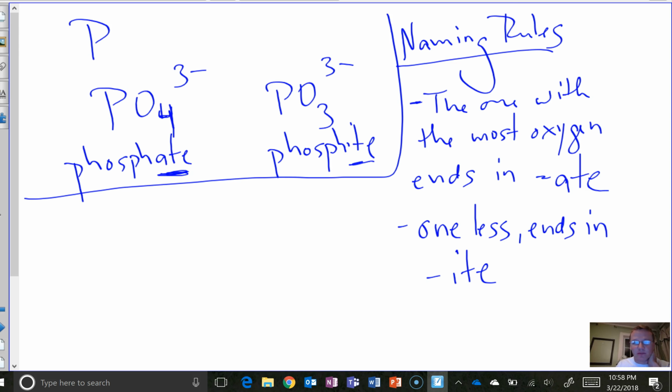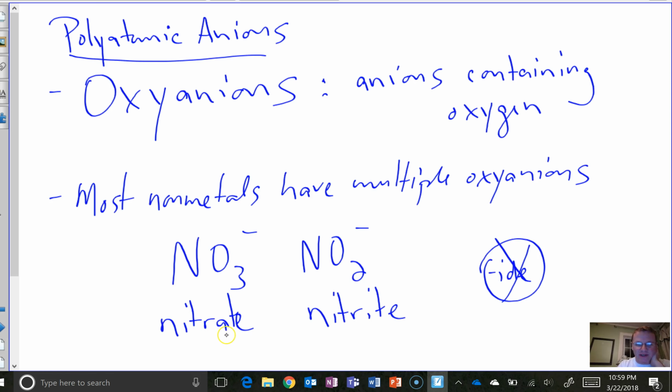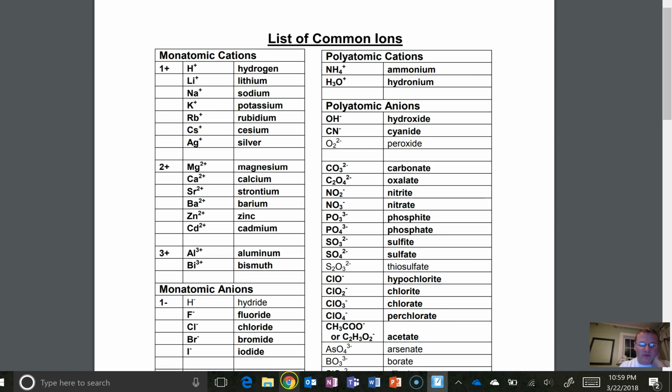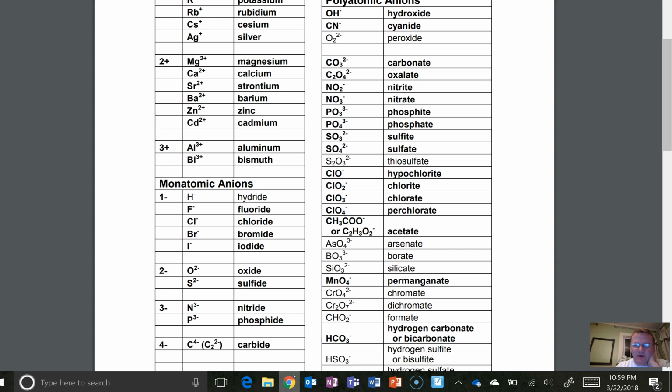Okay, so back to the naming rules. The one with the most oxygen gets the ATE, the one less with the ITE. So phosphate with the 4 oxygen, phosphite with the 3. We see this again when we were looking at nitrate and nitrite. NO3 with the 3 oxygen gets the ATE, while the NO2 with the lesser number of oxygen gets the ITE. So we see this on our polyatomic ion sheet here. Notice all of these different variations.